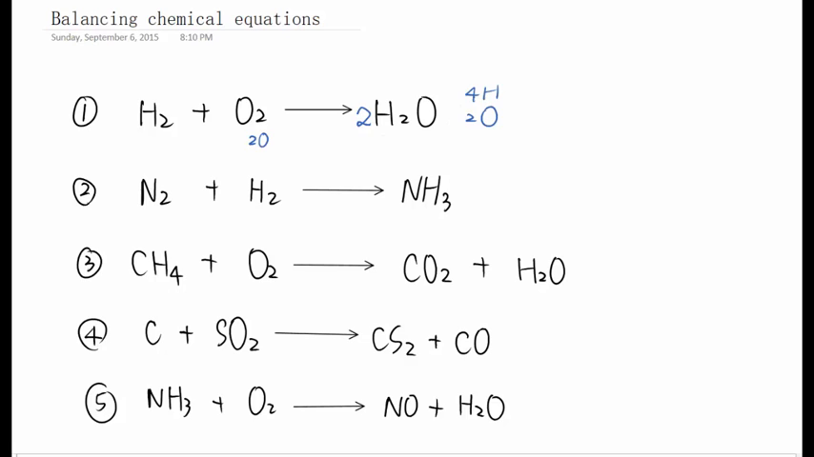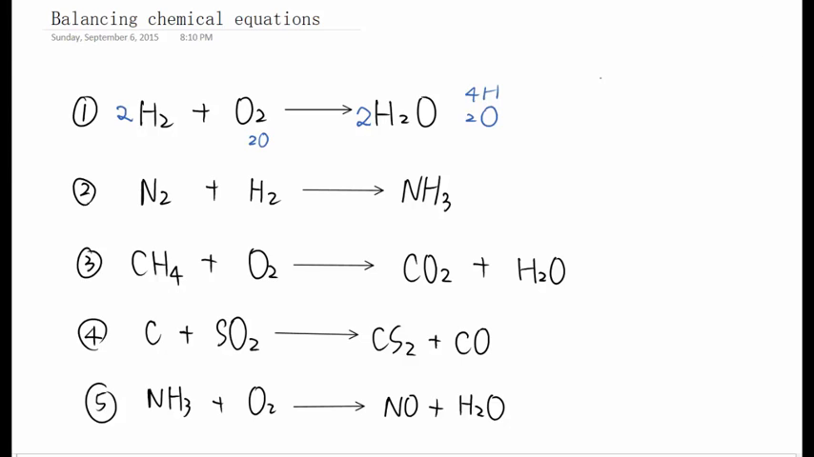That makes us have 4 hydrogen atoms and 2 oxygen atoms. Now the oxygens are balanced, but the hydrogen is not balanced. To make the hydrogen balanced too, we need a 2 as coefficient for the hydrogen. That makes the entire equation balanced. Let's move on to the second one.